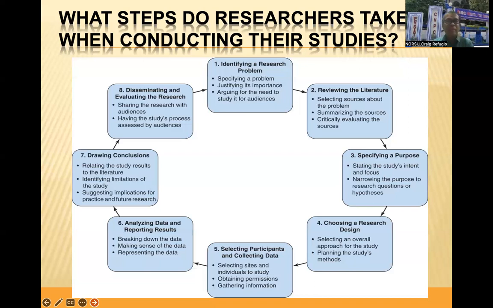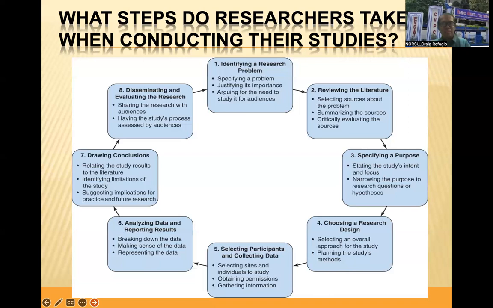So, number 7 is on drawing conclusions. Drawing conclusions is about relating the study results to literature. When you have that kind of finding, relate that one to the literature that you have actually included in the manuscript or in your thesis. We have the related literature section. So based on the findings, you're going to relate that one to the literature.